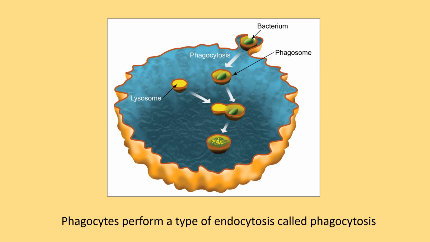Here we have a particular type of endocytosis called phagocytosis. What's being shown here is a cell known as a phagocyte, and maybe you're familiar with the term macrophage. So it's a relatively large cell, and one of its jobs is to engulf particulate material, so fragments of cells, viruses, bacteria.